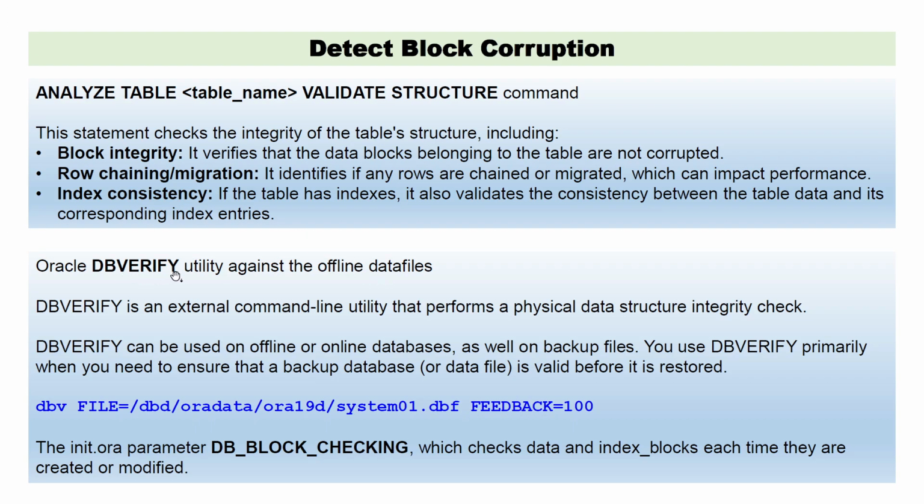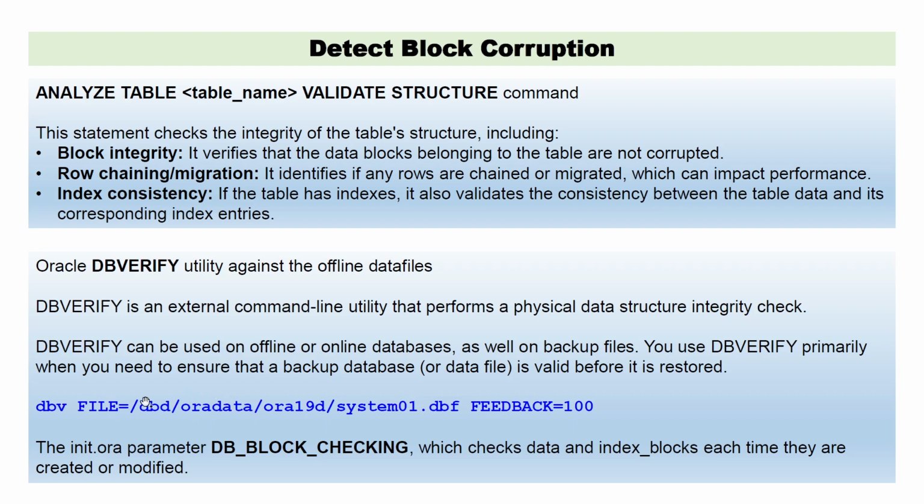What is Oracle DB Verify? DB Verify is an external command line utility that performs physical data structure integrity checks on blocks. DB Verify can be used on offline or online databases as well as on backup files. You can use DB Verify primarily when you need to ensure that the backup database is valid before it is restored. So you can give the name of the backup file and use the DBV command, which will basically check the integrity of this particular file.